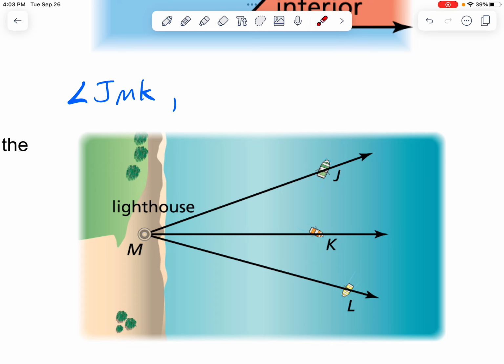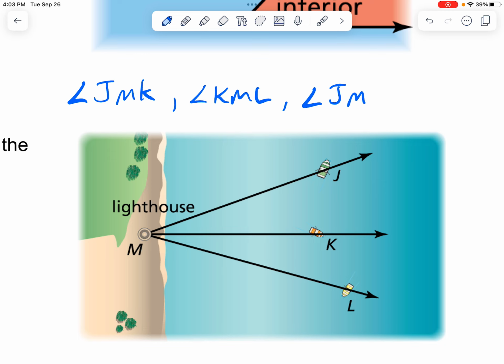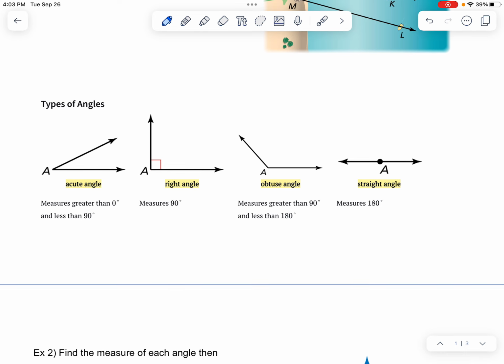The second angle, I'll look at the other small one next. So we could call this angle KML, and then our third angle represented here is the bigger one that contains the smaller 2. We would call that angle JML or LMJ. Either one is fine. So 3 different angles here. We could name each of them in 2 different ways. Moving on, types of angles. You will want to know these references.